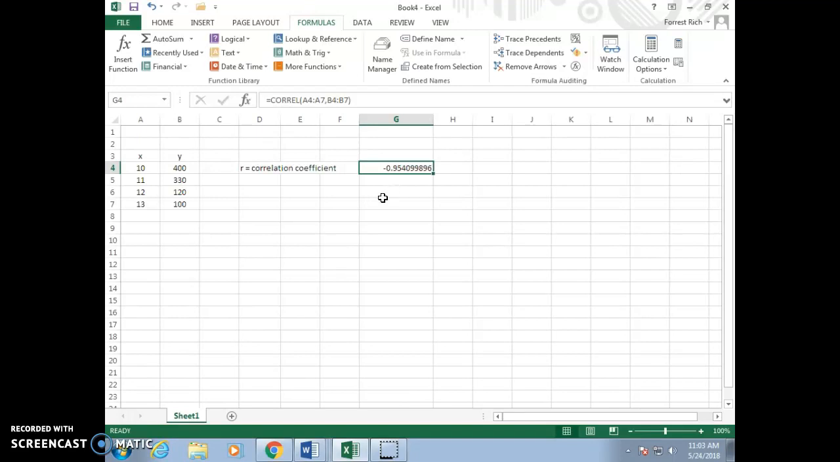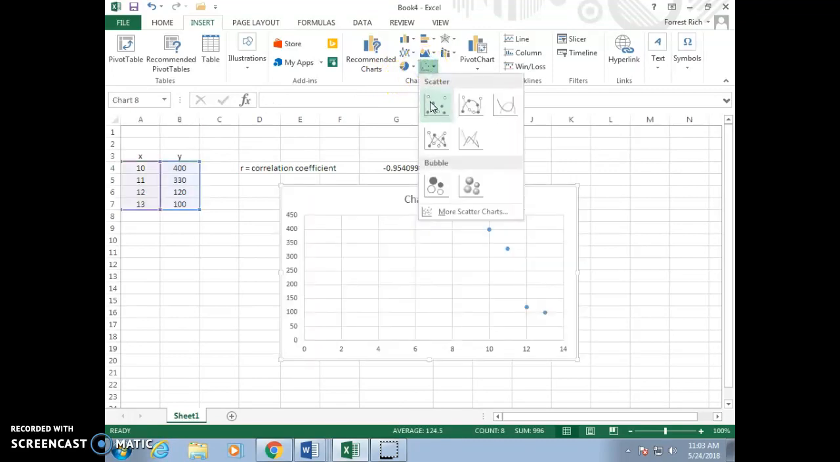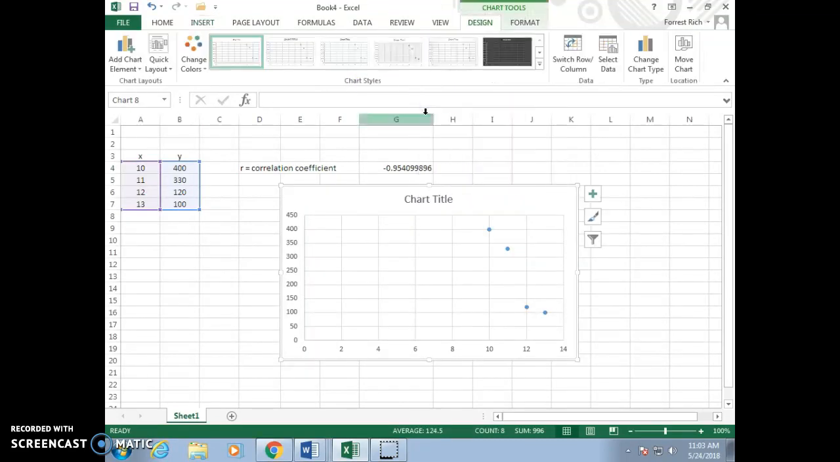Some of this we could observe in a scatter diagram graph, and Excel will draw this graph for us. Highlight your data, Insert tab. Under the Charts area, look for a scatter graph. And there is the scatter diagram. Notice the downward trend of the points, negative correlation.